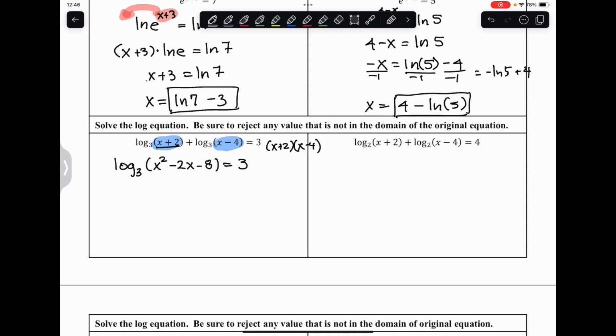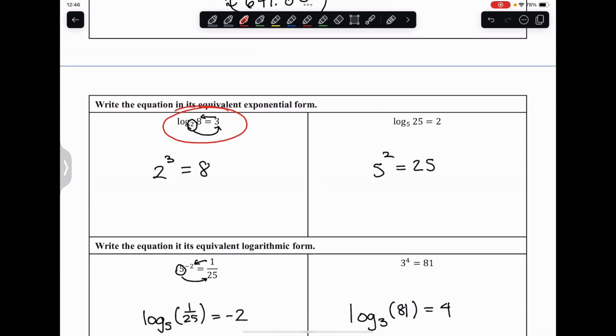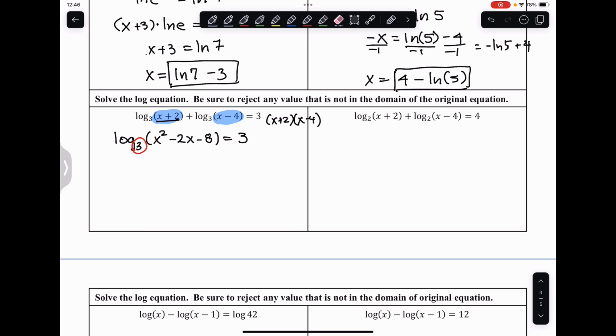What we do now is that we get rid of the log by using our log definition. So basically what we did, let me scroll back up, what we did on the back of the first page, and we're doing this part right here. So if you're able to understand these two examples, well, we're going to use that exact same definition on this example here. So we're going to raise 3 to the third power and equal it to that value there. So I'm going to write x squared minus 2x minus 8, and that's going to equal 3 to the third power, which is a total of 27.